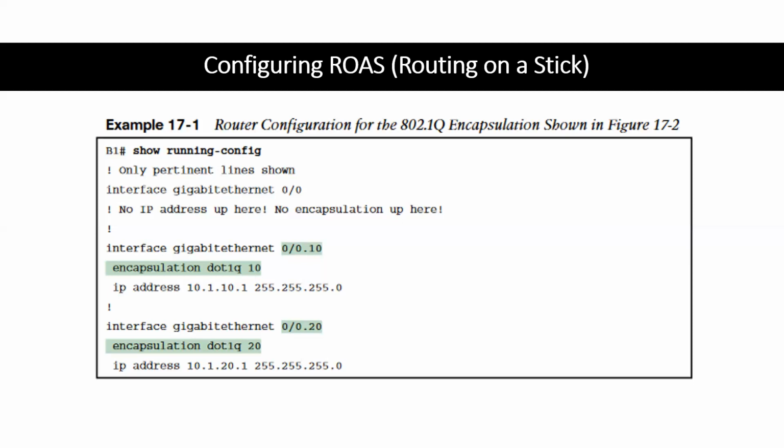So let's rewind. Two main things to understand about ROAS, router on a stick. With the router, because we're configuring this on the router, a router is mainly a layer 3 device. What does that mean? On its physical interfaces, you're configuring a layer 3 IP address. There's no layer 2 configuration. You're not putting a VLAN, you're not associating anything on that physical interface.